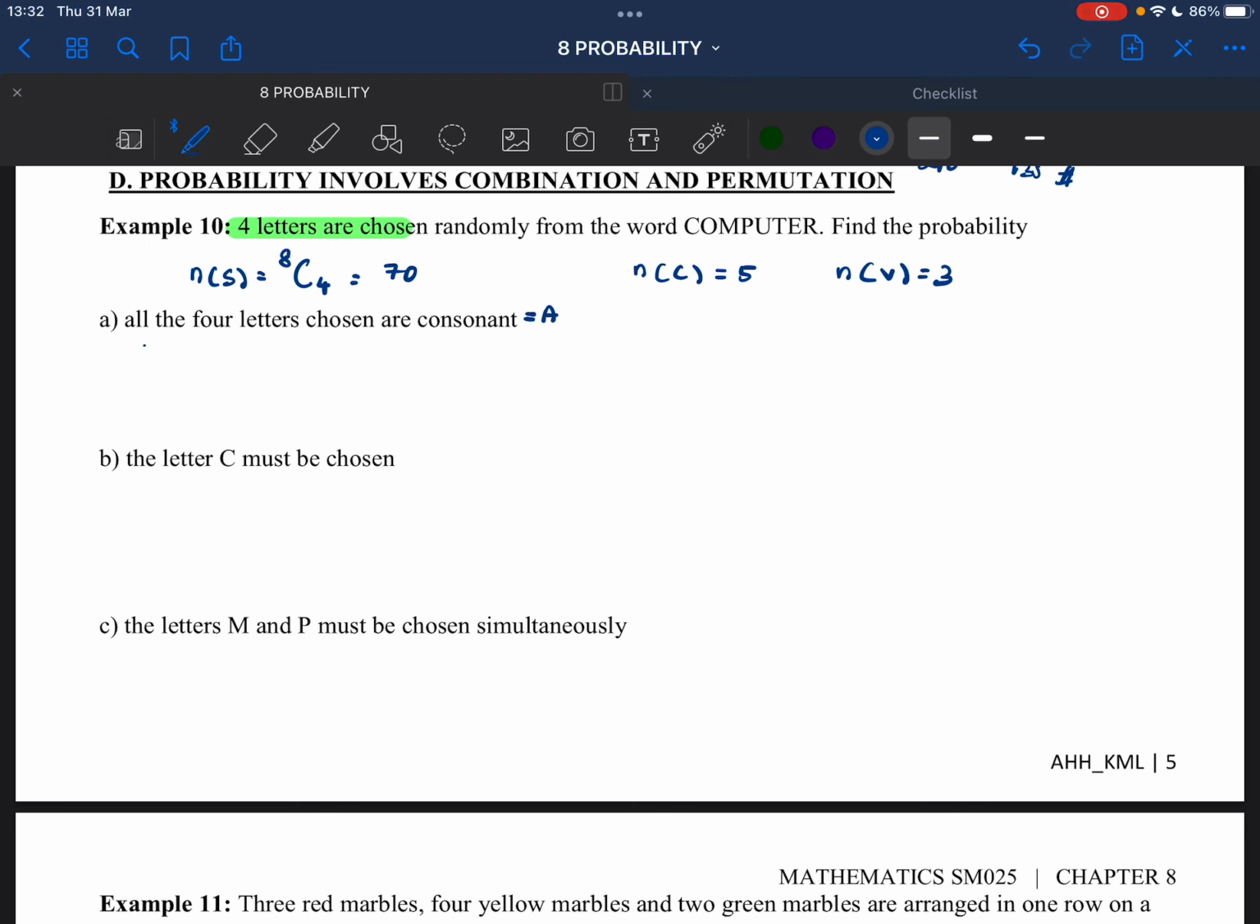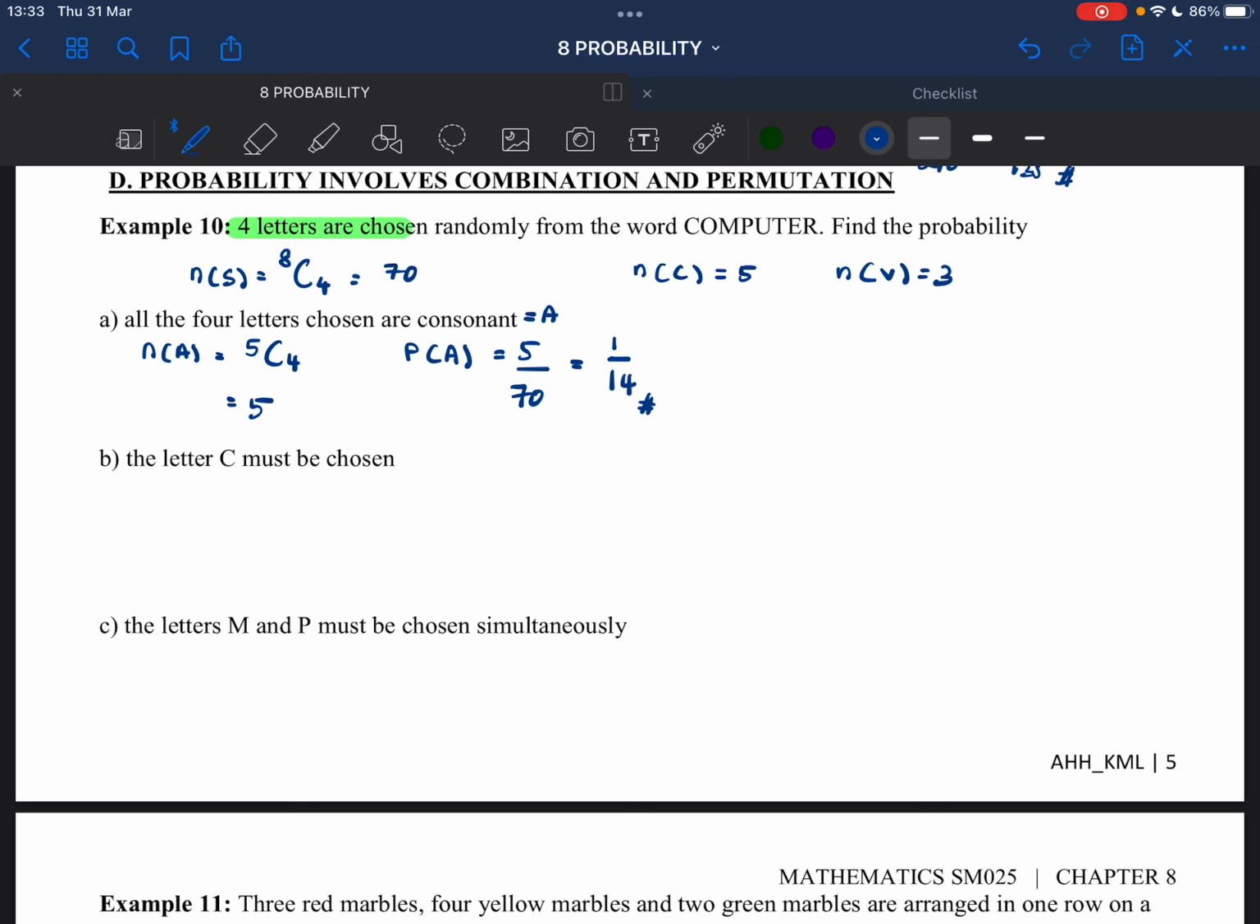So the number of A is equal to, you cannot just choose 5, because the question asks 4 letters are chosen. So we have to do 5C4, which is equal to 5. So the probability of A, which is all the 4 letters chosen are consonants, is equal to 5 over our sample space, which is 70. So 5 over 70, simplify, we have 1 over 14.